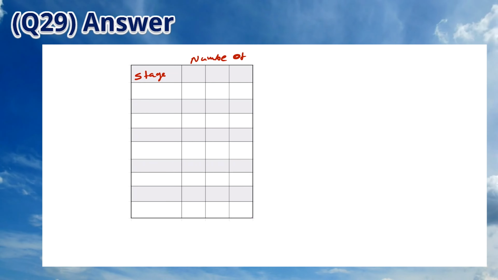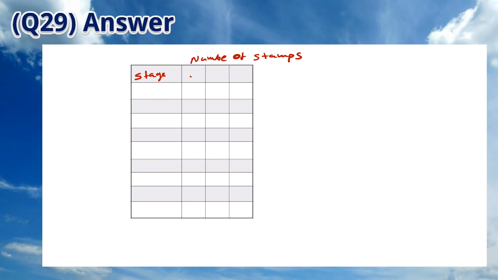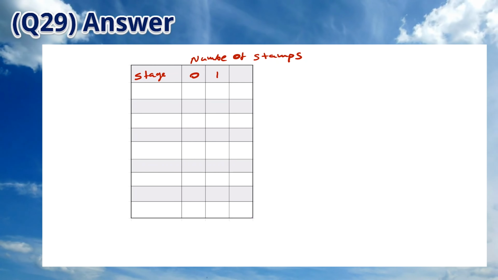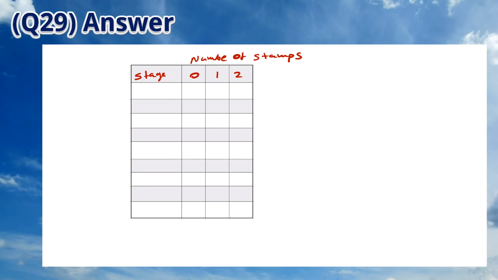At the beginning, stage 0, Rain has the unstamped original. So there is one sheet with 0 occurrences of the copy stamp. After stage 1, he has the unstamped original plus 2 stamped copies. So there is one sheet with 0 stamps and 2 sheets with 1 stamp.